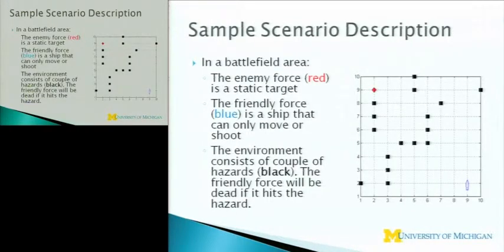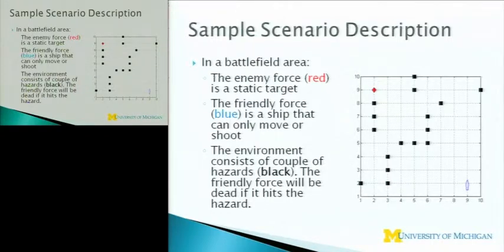So let's talk about a sample war scenario. As you can see from the grid picture on the slide, there is a red diamond representing the enemy force, which is a static target. So the enemy cannot shoot or move. And the friendly force is the blue ship that can only move or shoot.